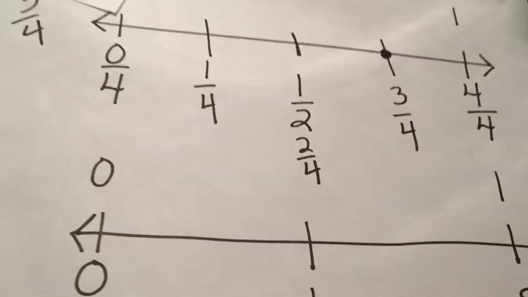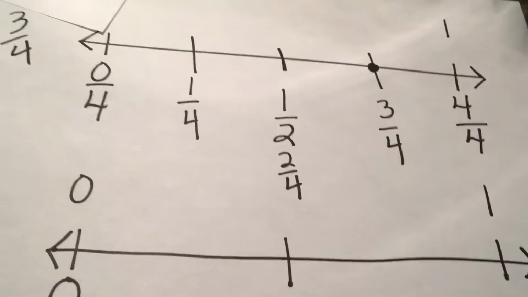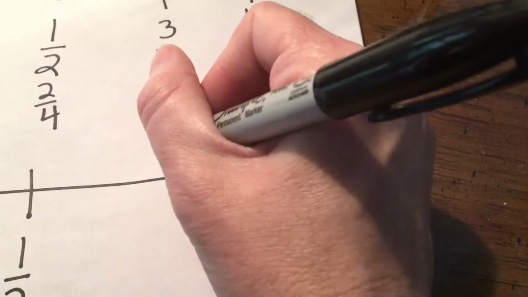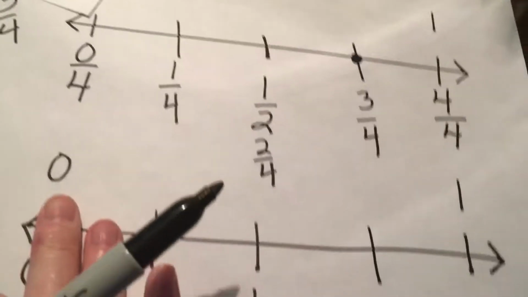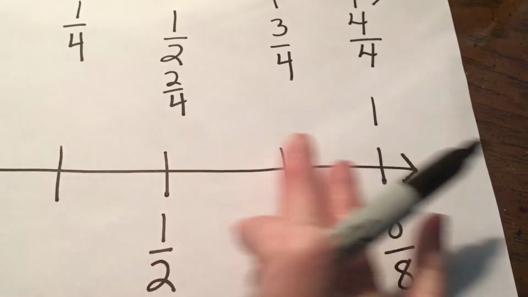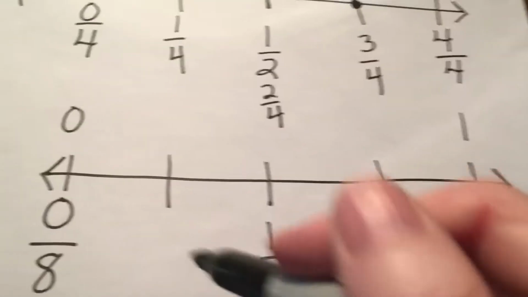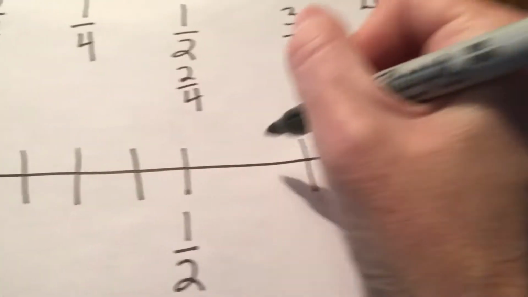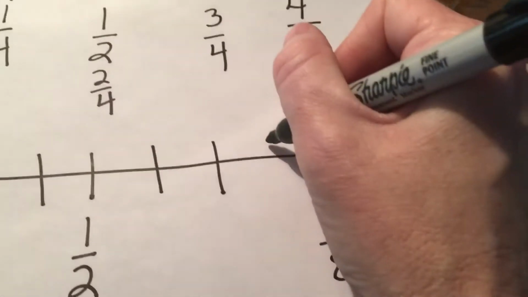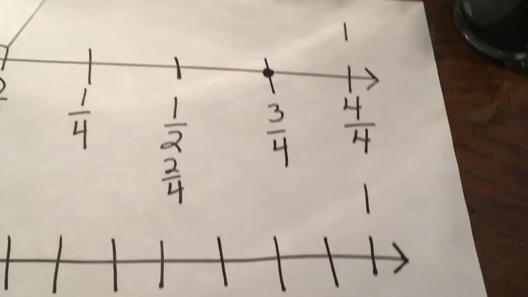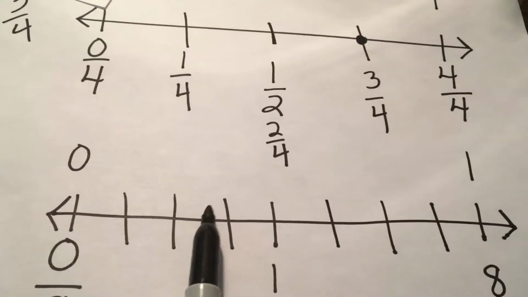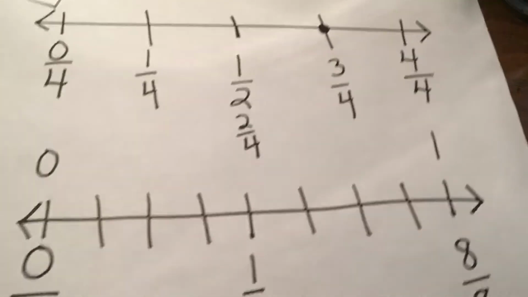Now I'm going to go ahead and go down here. I'm doing eighths, so I'm going to cut this in half, both sides. Now I have fourths. I have 1, 2, 3, 4. So if I cut each of those fourths in half, I'm making really sure that I'm making equal parts. Okay, then I have 1, 2, 3, 4, 5, 6, 7, 8 parts.